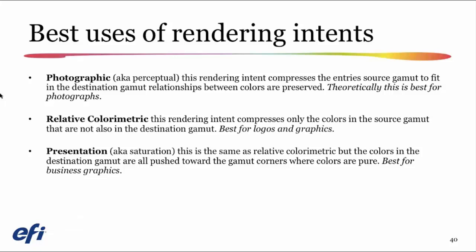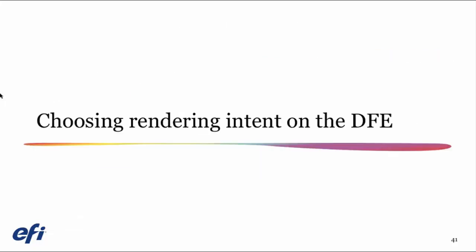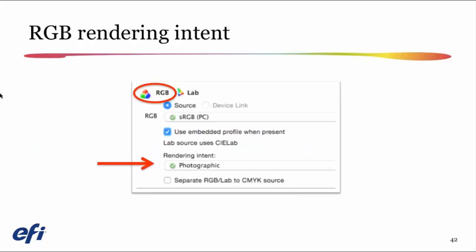So how do I set the rendering intent on the Fiery DFE? I have controls for the rendering intent of RGB. Remember, this will also impact the color spaces that have an embedded profile if I choose to respect it, since they'll be treated as LAB. And I set it here to the photographic rendering intent.